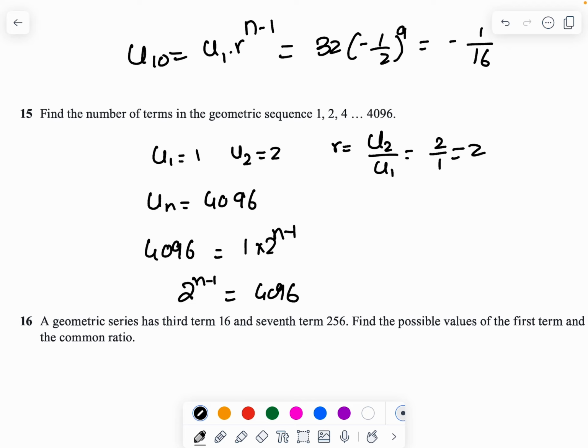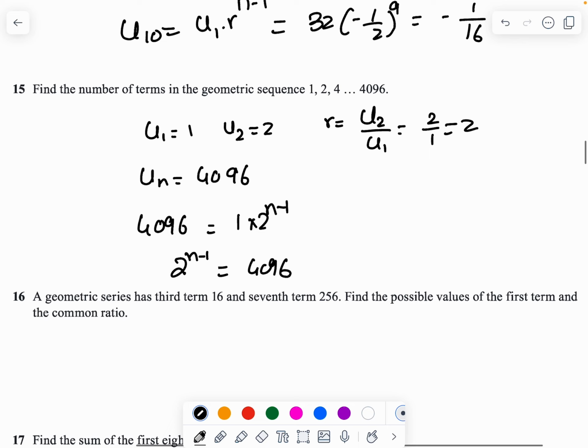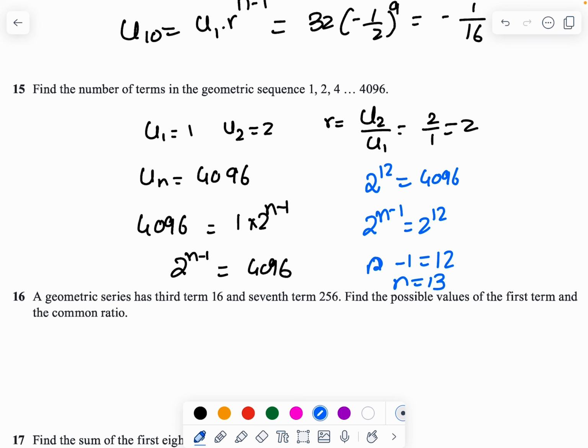Now what you can do is, we can do it either by calculator or without calculator. So in that case, what should we be doing? We know that 2 power 12 is 4096. So 4096 equals to 2 power 12. So 2 power n minus 1 equals to 2 power 12. So n minus 1 equals to 12, n equals to 13. That is the first method.